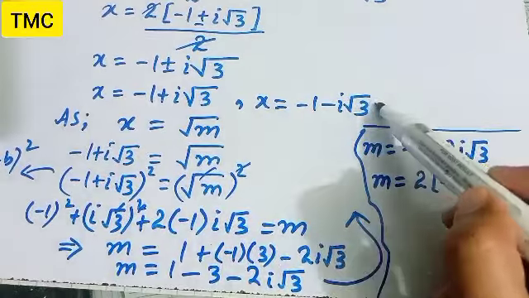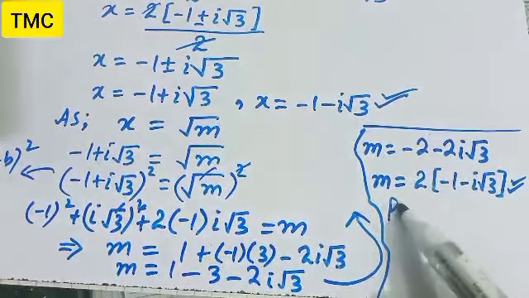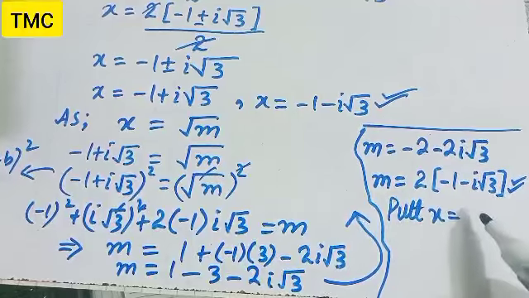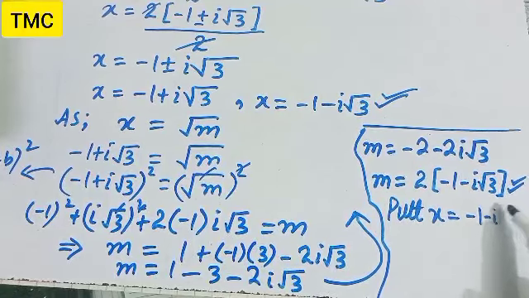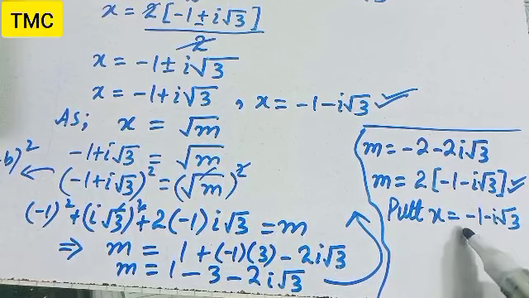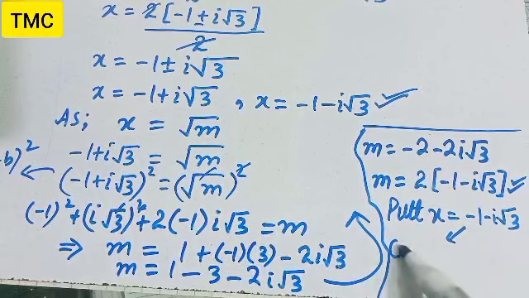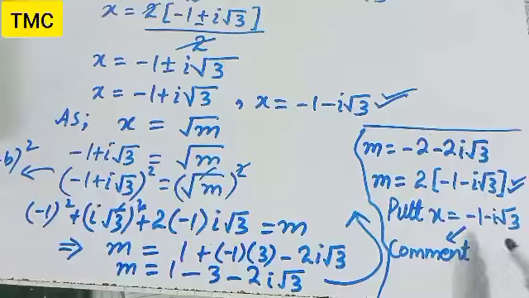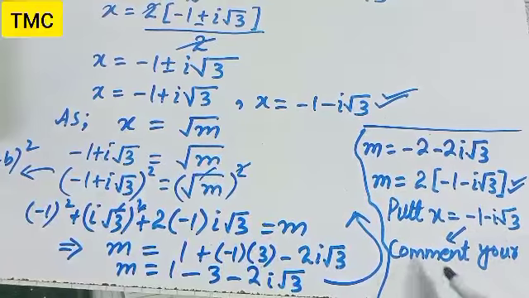For the second value, put x equals -1 minus iota under root 3 in x equals under root m and solve it, and comment your answer in the comment section, what you got for this solution.